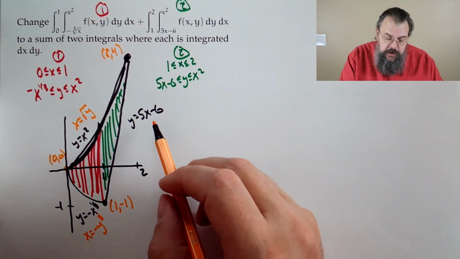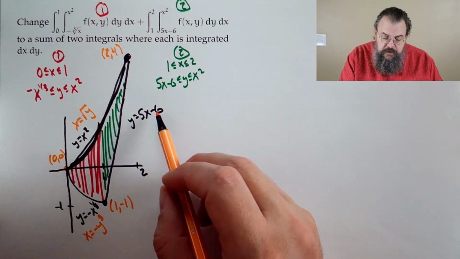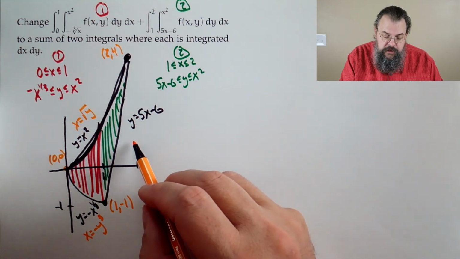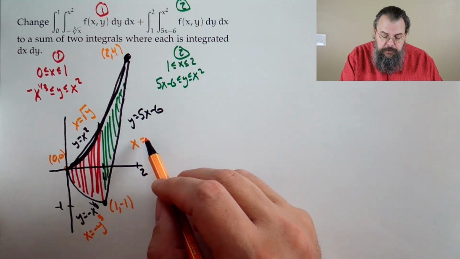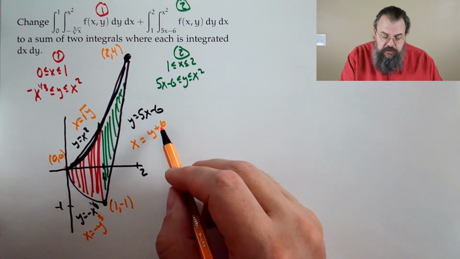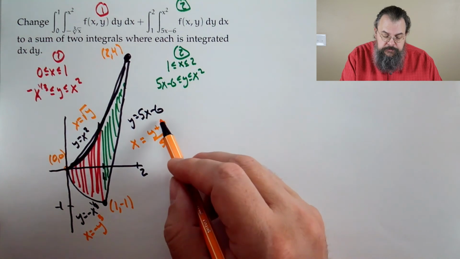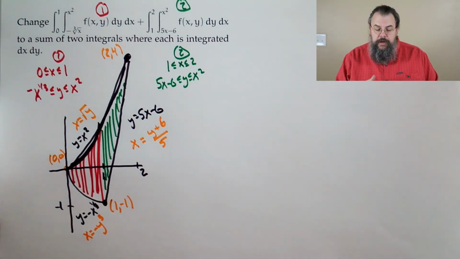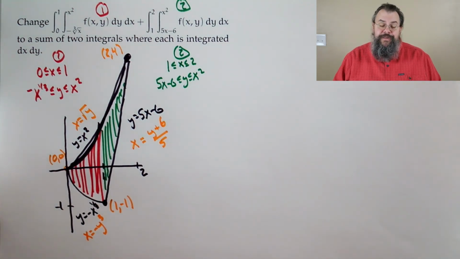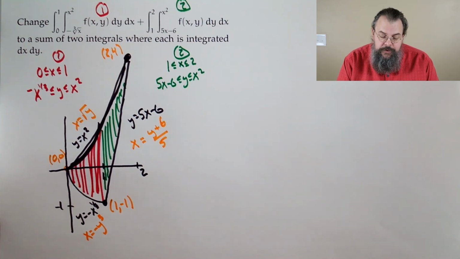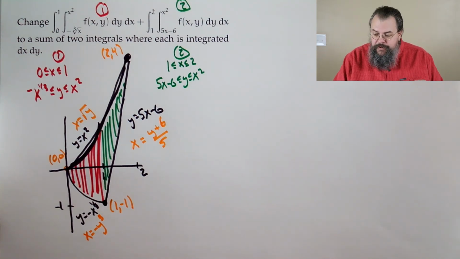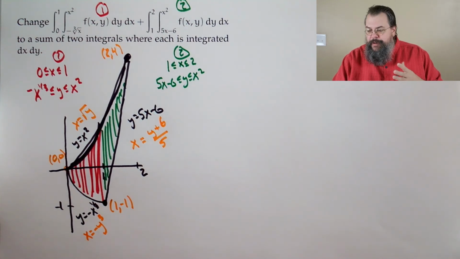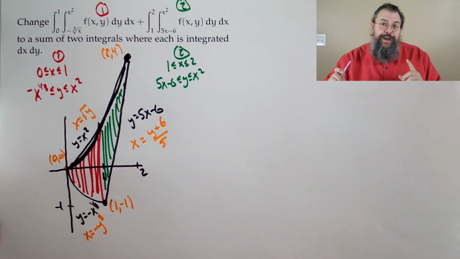And then here, I can add 6 divided by 5. In other words, I can solve for x: x equals y plus 6 over 5. All right, great. So those are all our pieces, and we're ready to write things down. Now, before I was saying I think something might happen. Let's talk about what does happen.